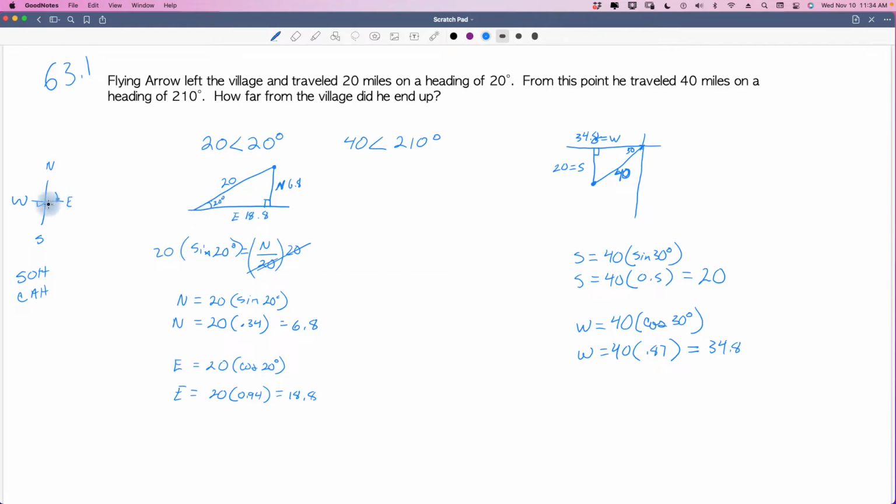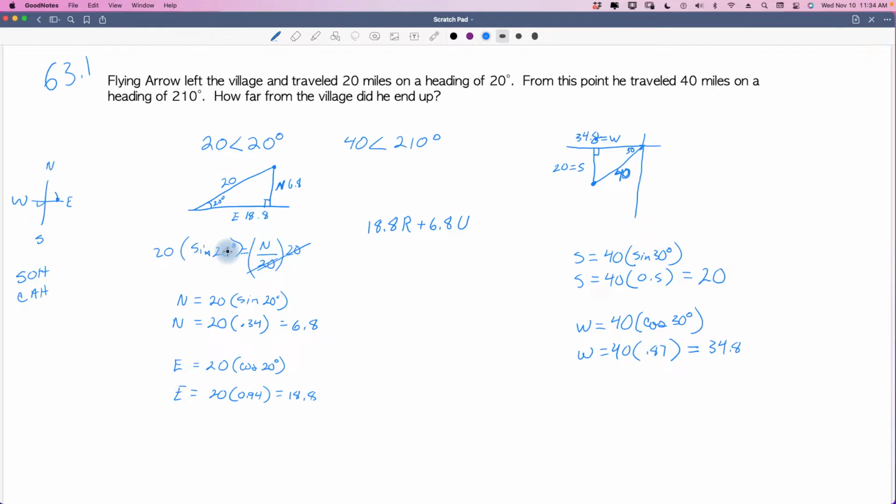This is to the right. This is right here, so it's to the right, right? So it's going to be 18.8 R. And then this one is up. So this is going to be plus 6.8 up, right?